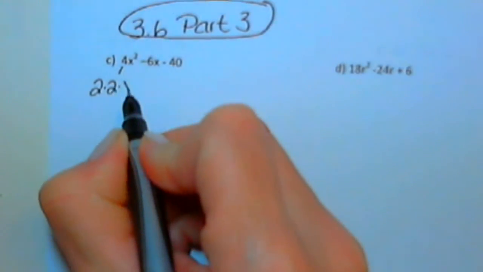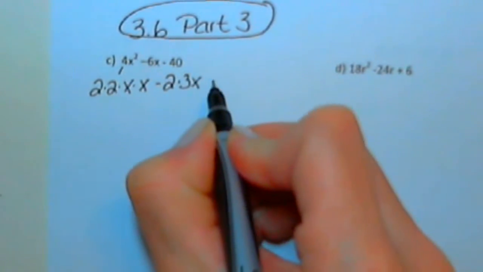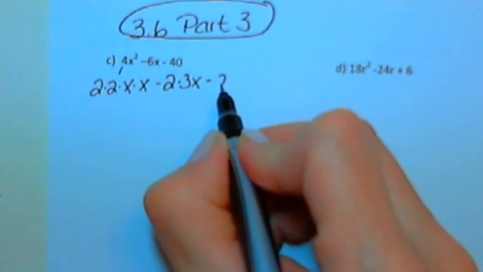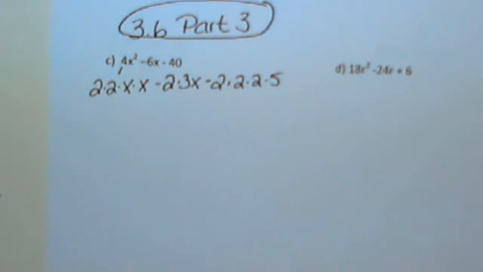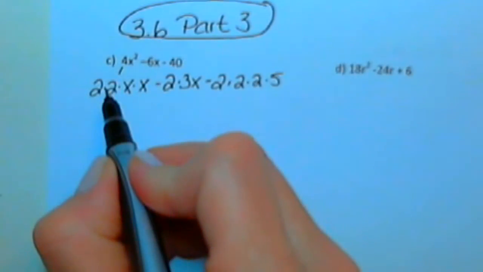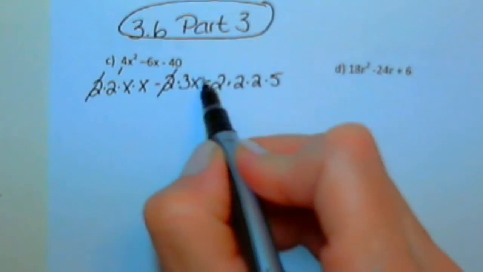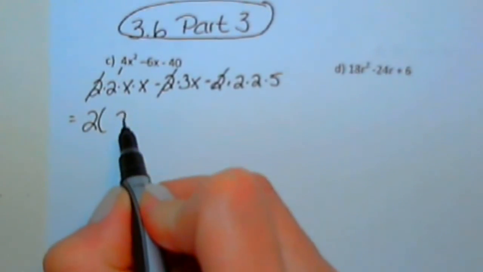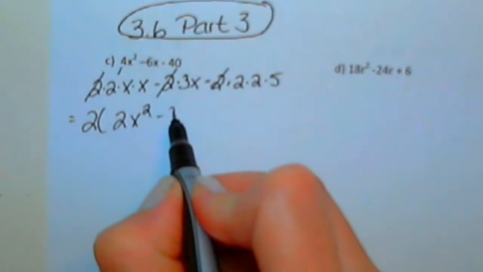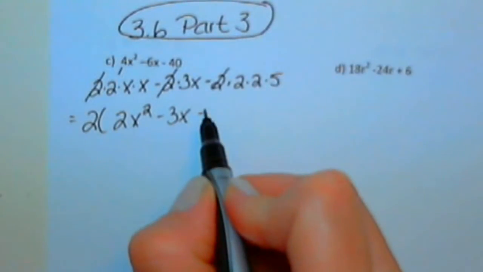2 times 2 times x minus 2 times 3x. And 40 is 2 times 20, which is 2 times 2 times 5. Is there a GCF there? Well, there is. There is a 2 that I can take out of all of them. So I need to do that first. What am I left with? I'm left with 2x squared minus 3x minus 2 times 20.